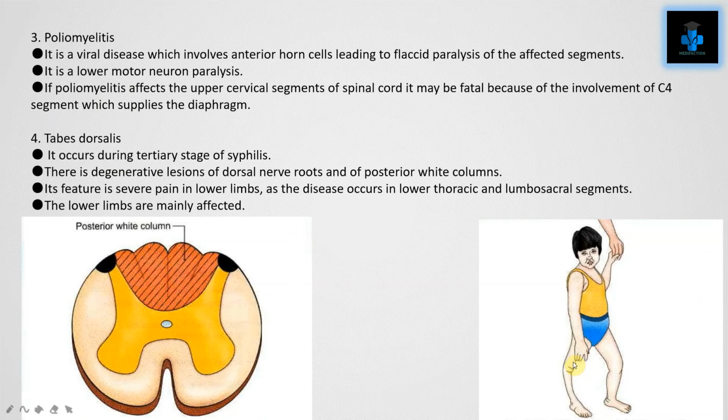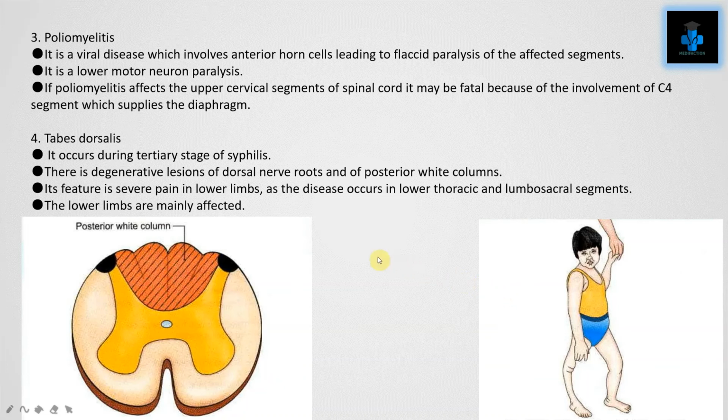3. Poliomyelitis. It is a viral disease which involves anterior horn cells leading to flaccid paralysis of the affected segments. It is a lower motor neuron paralysis, as we can observe in this picture. If poliomyelitis affects the upper cervical segments of spinal cord, it may be fatal because of the involvement of C4 segment which supplies the diaphragm.